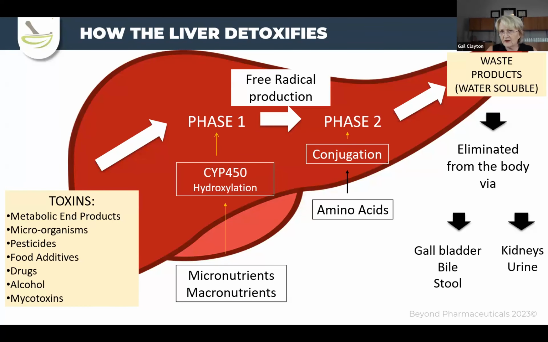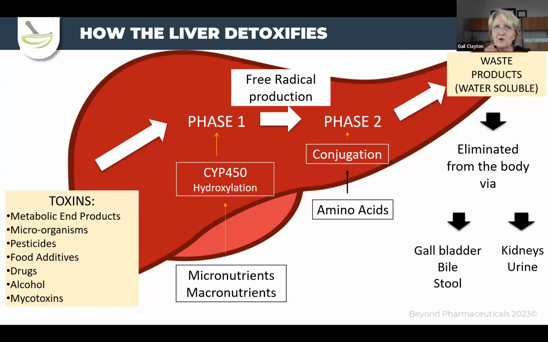So if we're going to get into detoxification, we should really understand how the liver works. This red structure is the liver, and all the toxins, basically, our body makes toxins. So the metabolic end products are toxins, and microorganisms, pesticides, food additives, drugs, alcohol, and mycotoxins, of course. So they go through phase one.